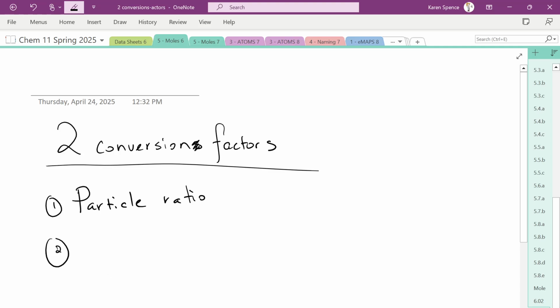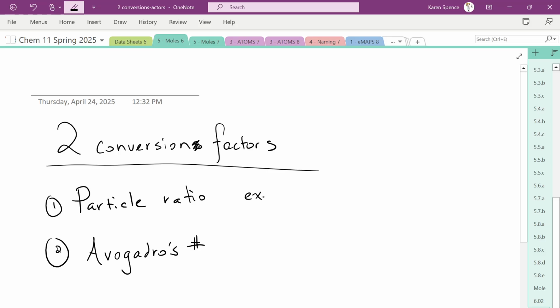And number 2, avocado. Not avocado, but Avogadro. Avogadro's number. Okay, so what is the particle ratio?